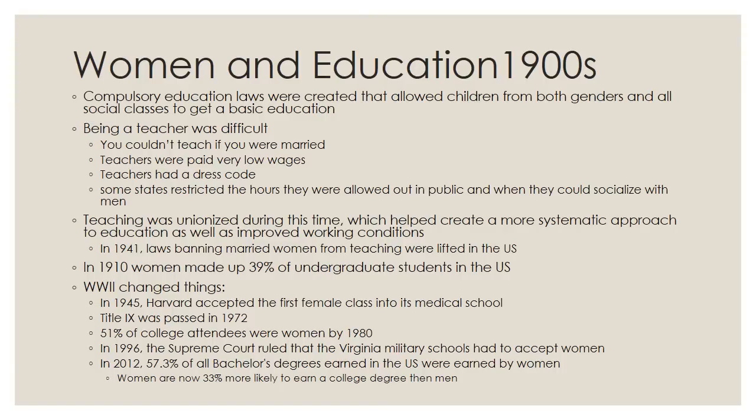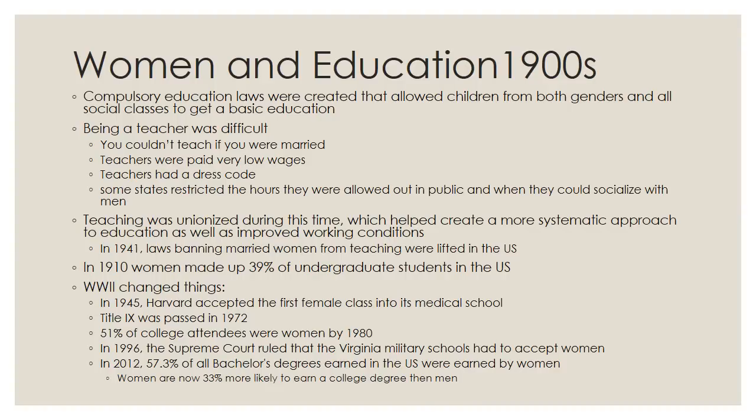However, being a teacher in the United States was very difficult. You couldn't teach if you were married because of that whole moral standard thing that I was talking about on the last slide, and teachers were paid very low wages. Teachers actually legally had to follow a specific dress code, including how they wore their hair. Women were not allowed out in public. They were limited in regards to socializing, and in socializing with men in particular.